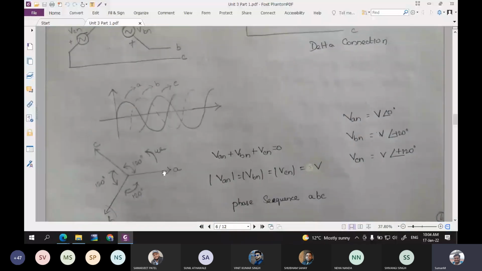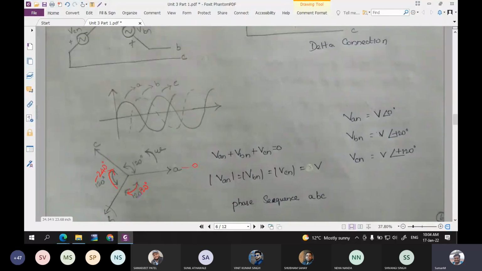Here you can see that A phase is here. You can consider it as a 0 reference. Then B phase is lagging by 120 degree, and the C phase is lagging by another 120 degree. So this is minus 240 and this is minus 120. If you are moving in the clockwise direction, it is A, B, C, then it has the sequence of A, B, C. You have to go in the clockwise direction in order to see the phase sequence. The phase sequence for this particular thing is A, B, C.